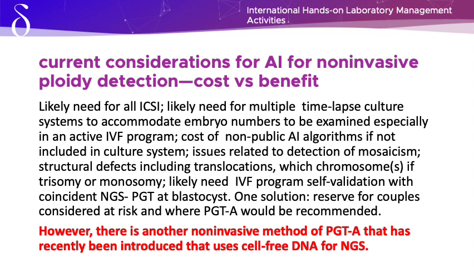So it'll tell you which chromosomes are trisomy and monosomy, and that's very useful, whether translocations can occur. You would likely need IVF programs to do self-validation with coincident NGS-PGT at the blastocyst stage, to make sure, if they're using morphology and morphokinetics alone, that in fact the paradigms are working for them.